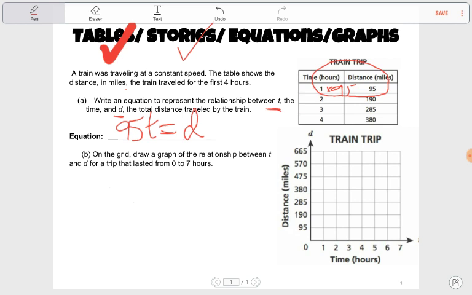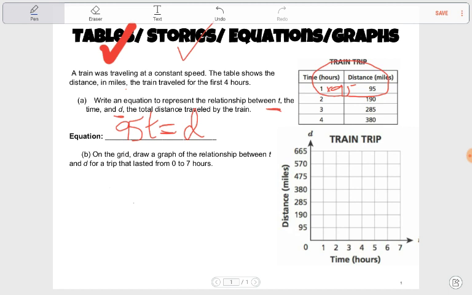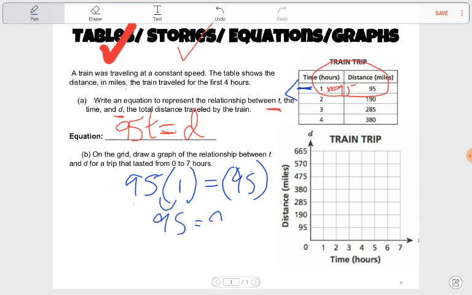Now, if you want to check your work, and we can here, then every single number that we plug in should make sense. So let's go just with our unit rate. 95 times, and in t, let's throw in 1, should equal our distance, which is 95. And if we simplify that out, we find that 95 equals 95. If you maybe had this flipped and you said 95 times distance equals time, you could check it and you would see it doesn't work. So we're good with our equation.